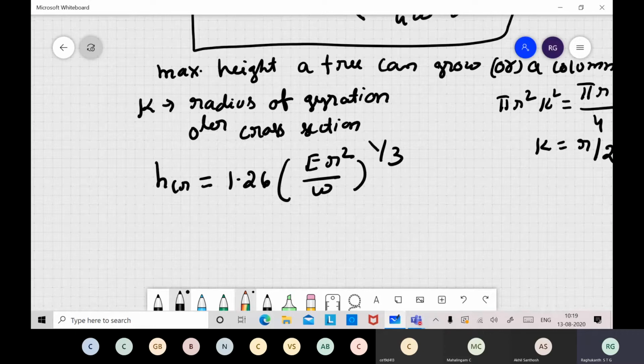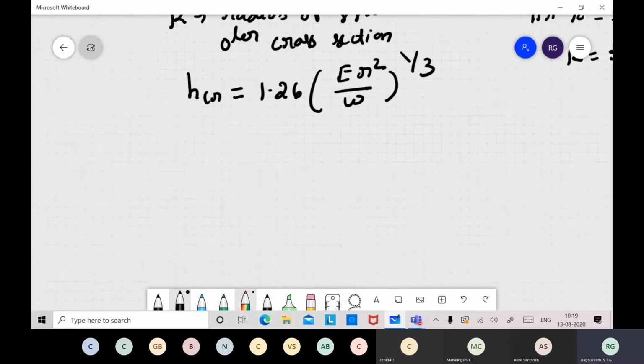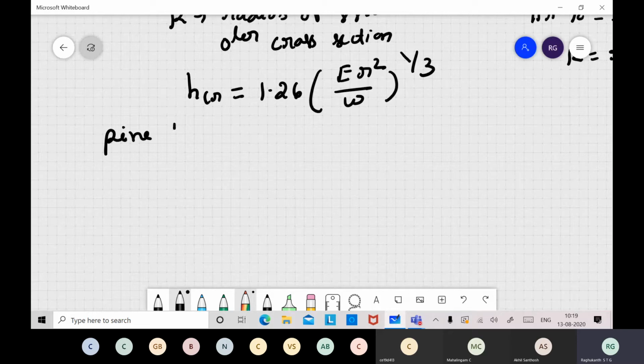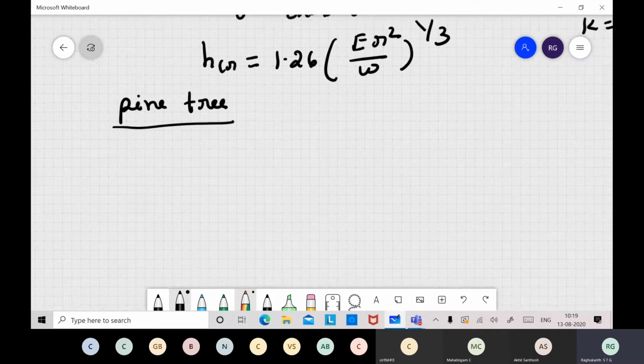Okay, so this is our critical height of a column. Now for a pine tree, say, in Greenhill's paper, he has automatically calculated it. Because this fellow wrote the paper in 1881, during that time the British units like lb, pound, psi, ksi were slightly different in his paper. Nowadays we are using the SI system.